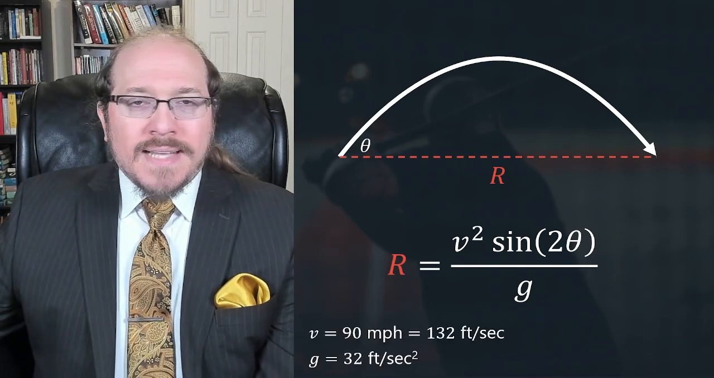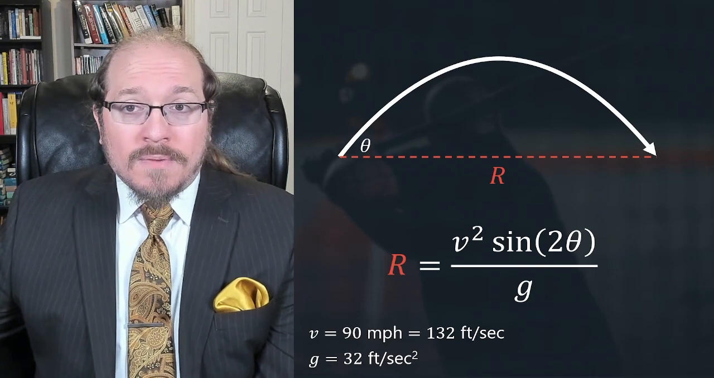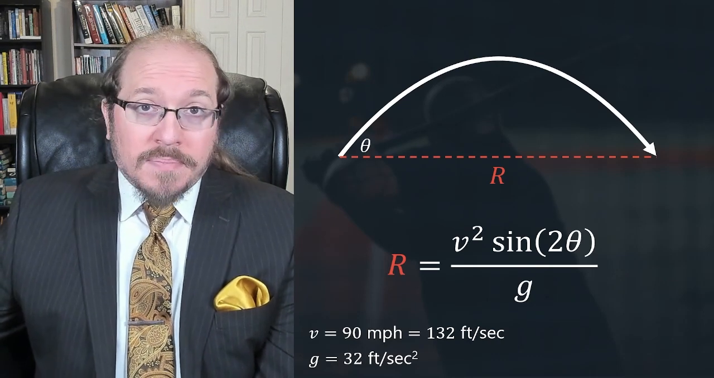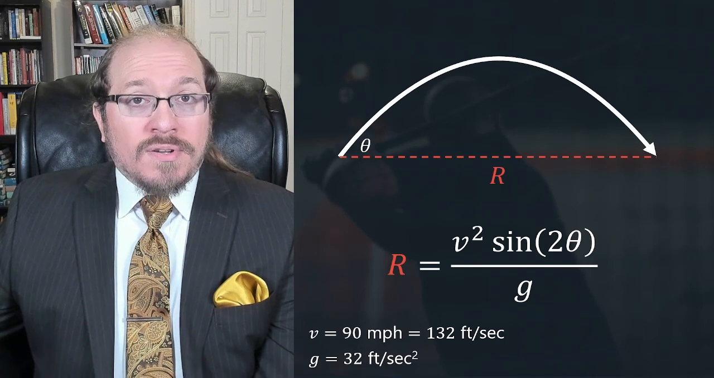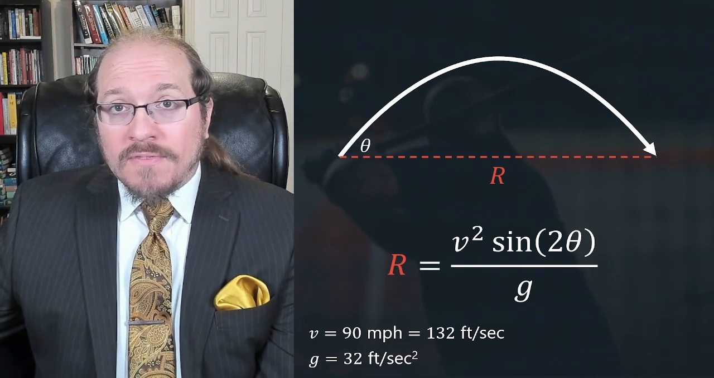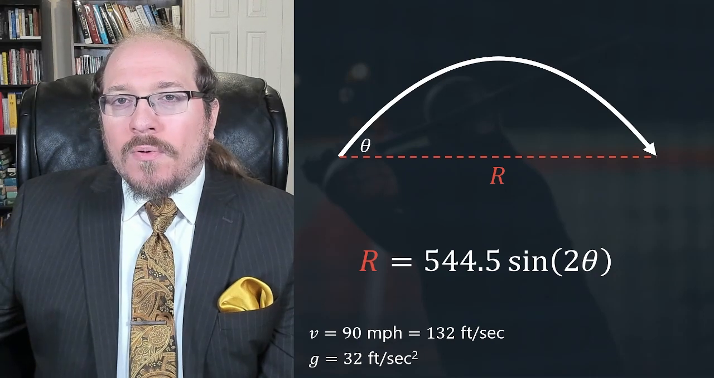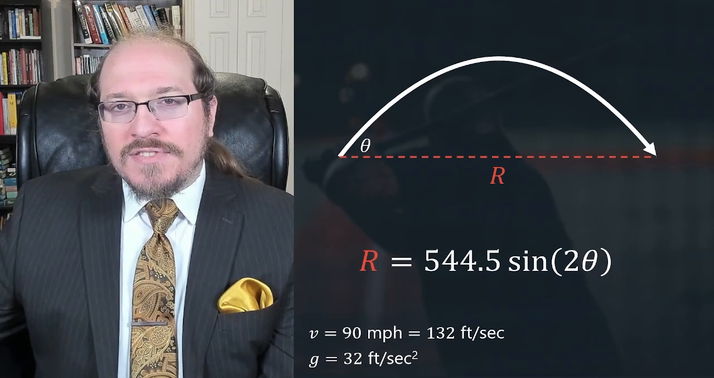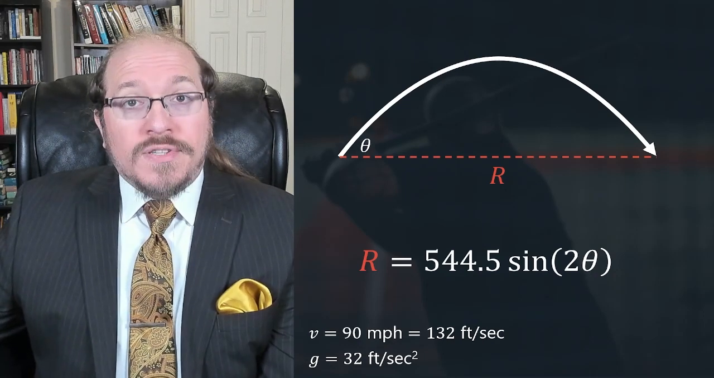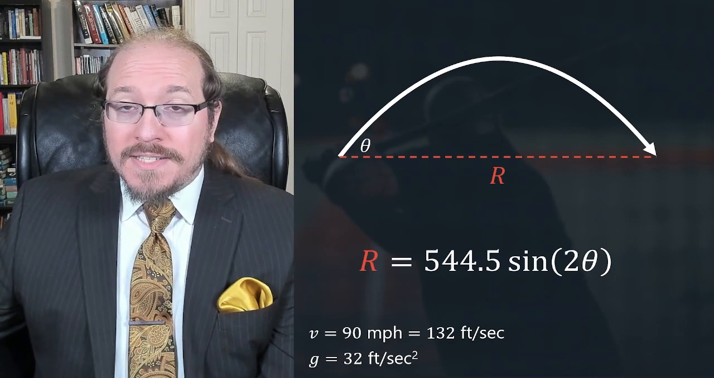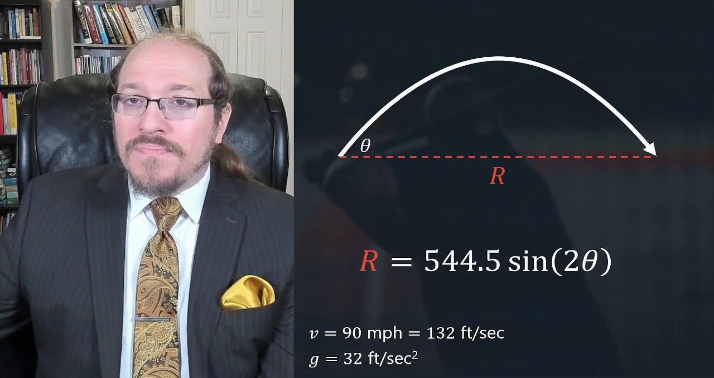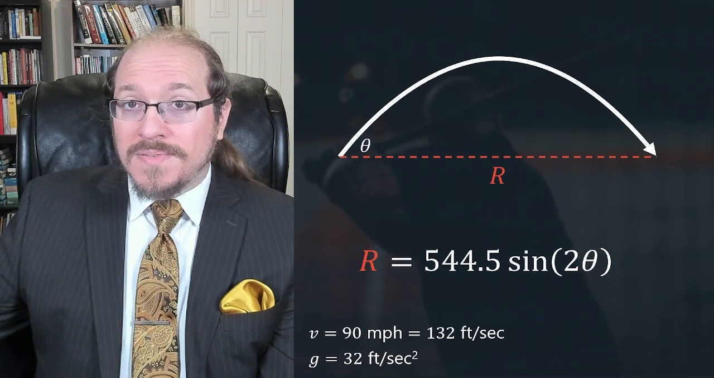If we assume the ball gets hit at, say, 90 miles an hour, which is 132 feet per second, and then we use 32 feet per second squared for gravitational acceleration, then we get 544.5 times the sine of 2 theta for the range of the ball. All we need to do now is find the angle that makes that range as large as possible.